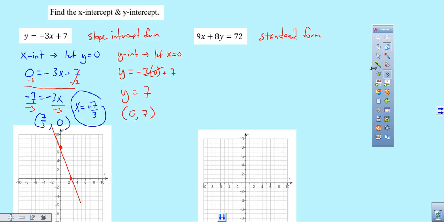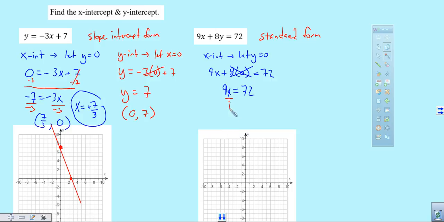In standard form, life gets even easier because you don't have to solve as much. We still start off and say, I want to find the x-intercept, so I'm going to let y be equal to 0. So I have 9x plus 8 times 0 equals 72. Well, 8 times anything goes away, so I get 9x equals 72. You divide by 9, and x is equal to 8. That means your x-intercept occurs at 8, 0.